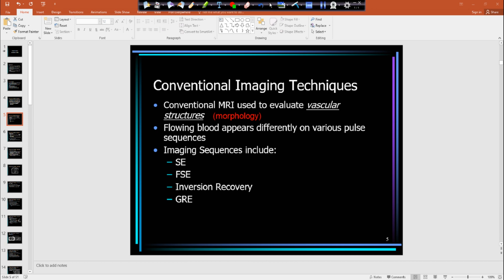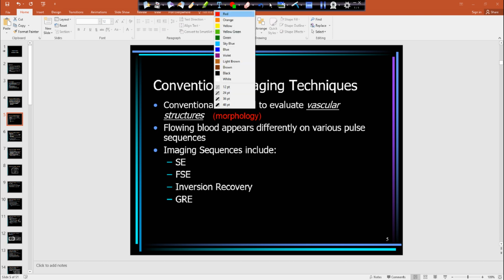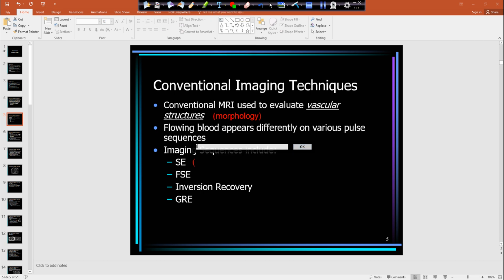Sometimes we need to use a spin echo. We could also use a fast spin echo, an inversion recovery, or a gradient echo. So with our spin echo, we have a 90 and a 180, right? So are we going to get dark blood or bright blood on spin echo? Dark. Dark blood, it has this 180. So what does that 180 usually restrict? That really fast blood flow, we're not usually able to capture that with that 180. So usually this is going to be dark.